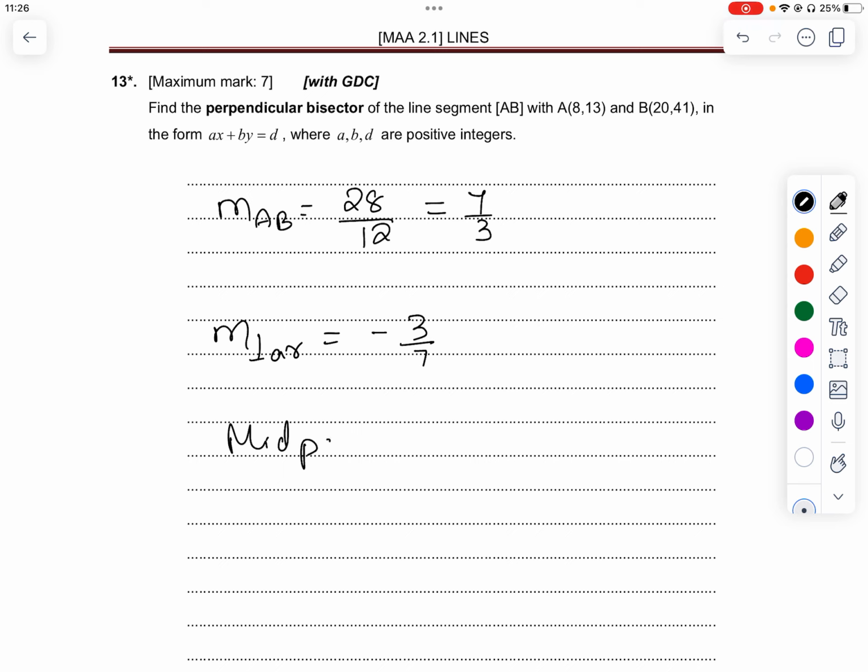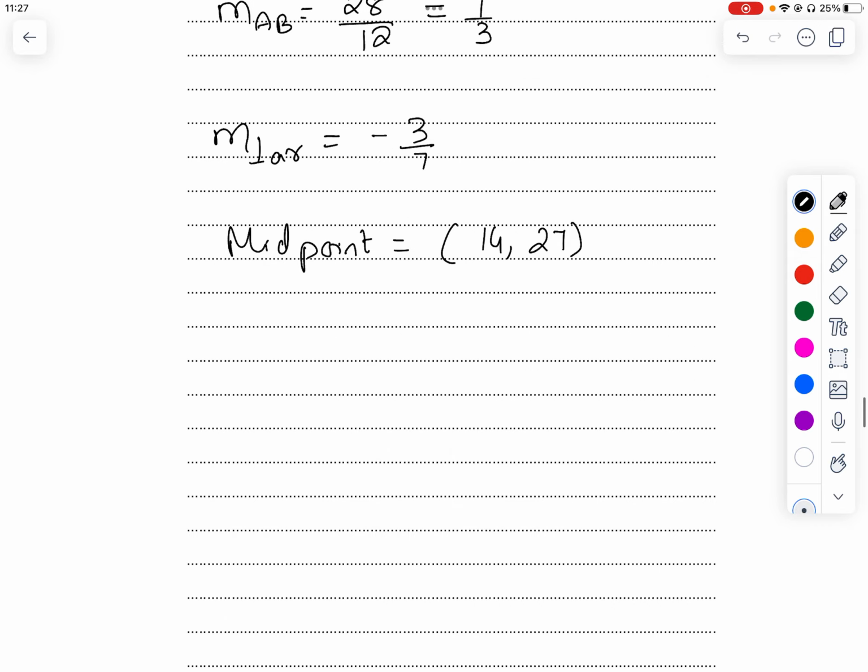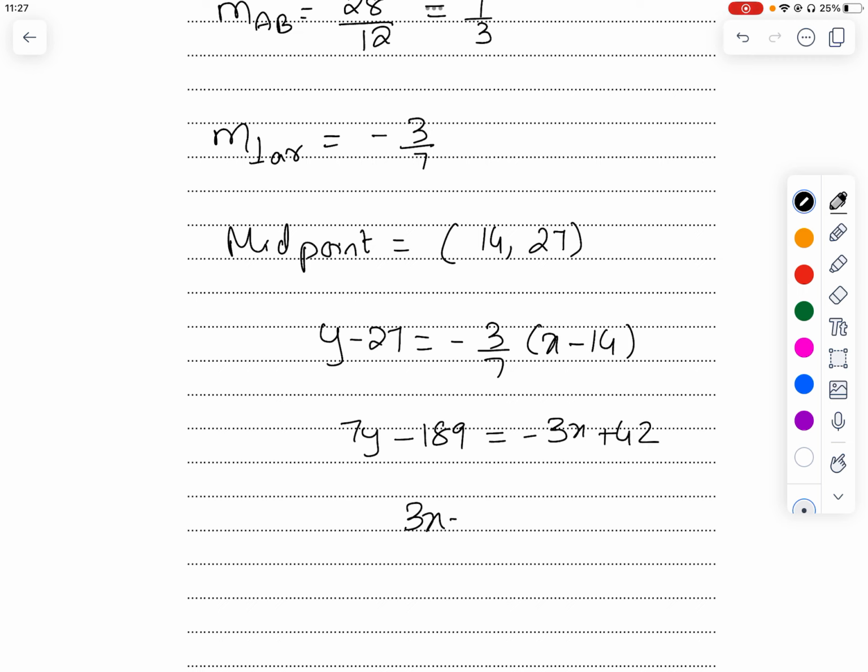Then find the midpoint, x1 plus x2 by 2, y1 plus y2 by 2. You get 14, 27. Then y minus y1 equals m times x minus x1. So it becomes 7y minus 189 equals negative 3x plus 42. So it becomes 3x plus 7y equals 231.